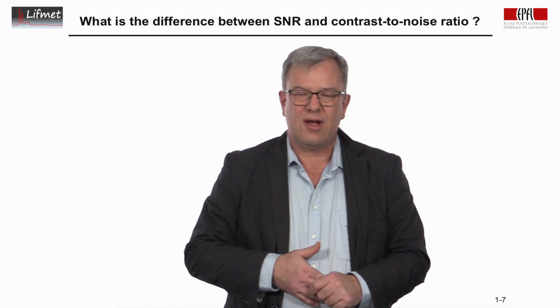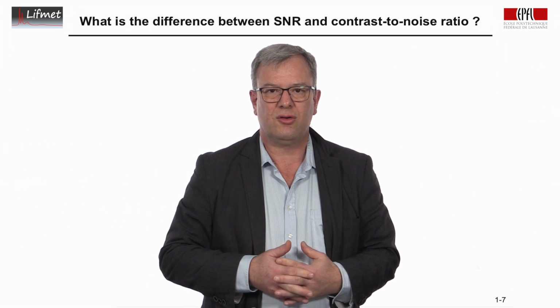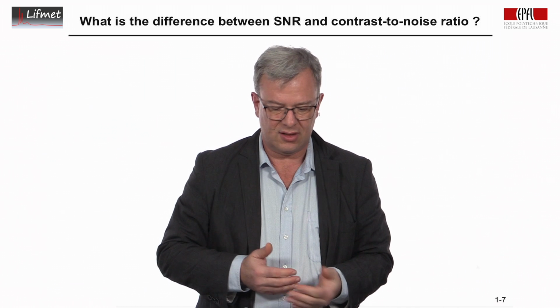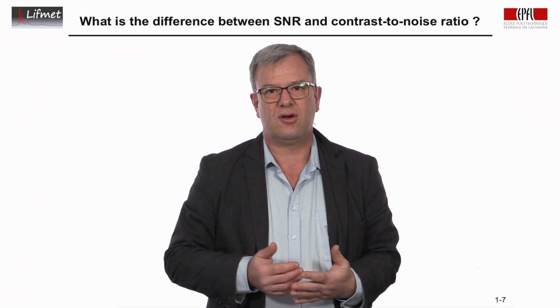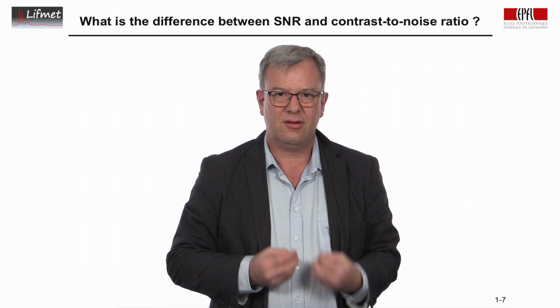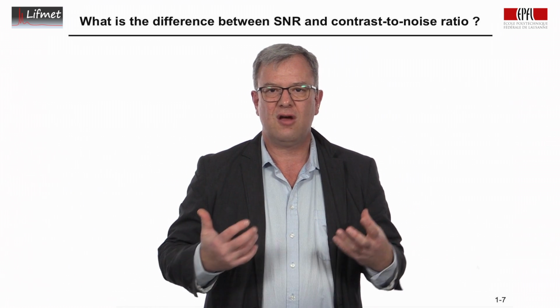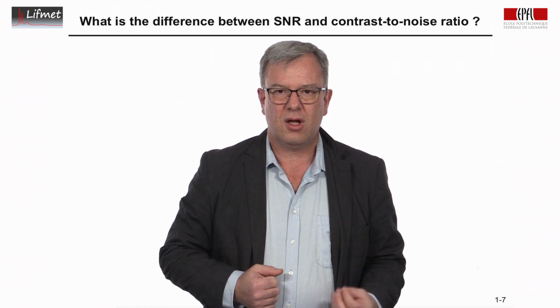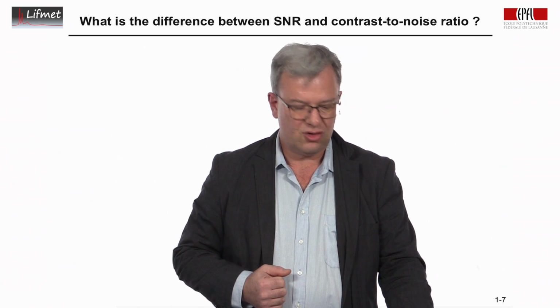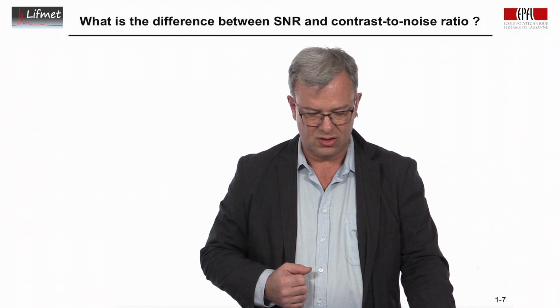So now comes the question, we've talked about contrast. Now comes the question, what is signal-to-noise ratio, SNR, and the contrast-to-noise ratio? How do they differ? These are two very essential terms with which we characterize the precision or quality of an image and the ability to distinguish tissue features.